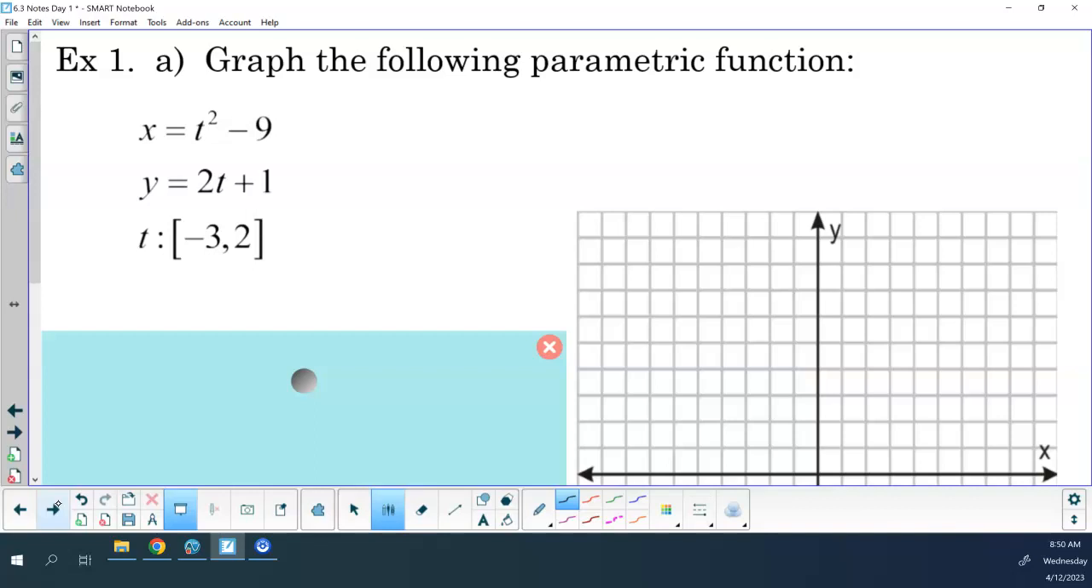Okay? All right? So here is what our x is defined as: t squared minus 9. Our y is defined as 2t plus 1. Okay? Now, you'll notice in a parametric function, you are also given this third line. And that third line is extremely important because that is your range of t values.